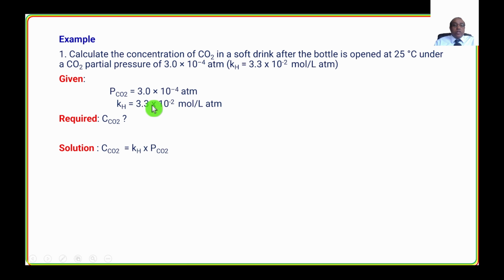The Henry's constant, which is 3.3 times 10 to the power of minus 2 mole per liter per atmosphere, and the partial pressure of carbon dioxide, 3 times 10 to the power of minus 4 atmosphere. Just multiply these two. In that case, you will get 9.9 times 10 to the power of minus 6. Atmosphere is cancelled by atmosphere, then what is left is mole per liter. So you will get 9.9 times 10 to the power of minus 6 mole per liter. So this is the concentration of carbon dioxide in the solution. This is pretty much a straightforward question.